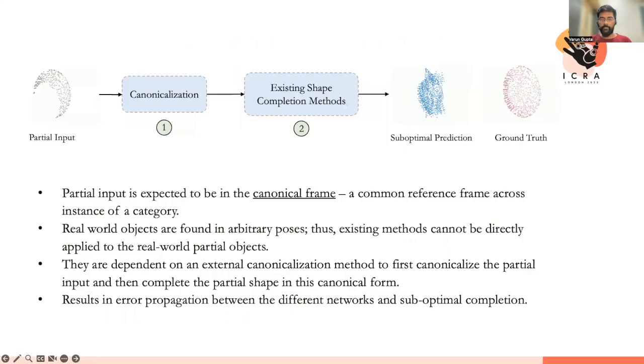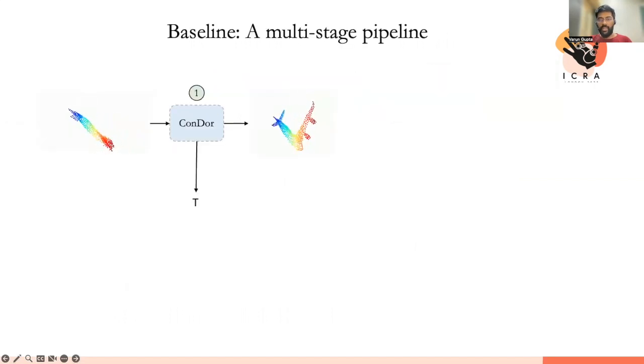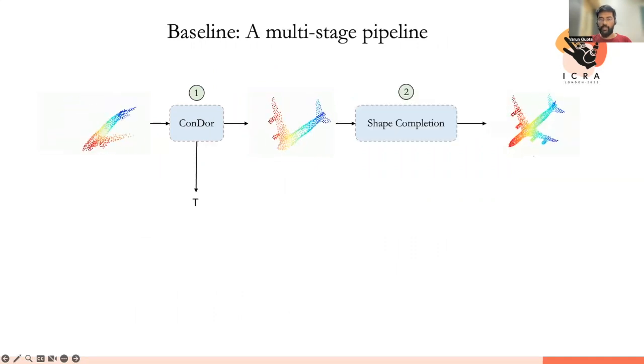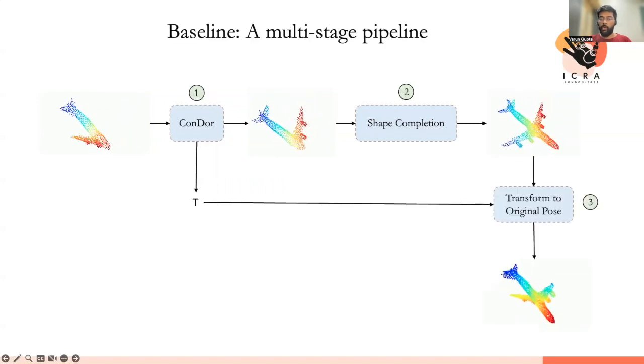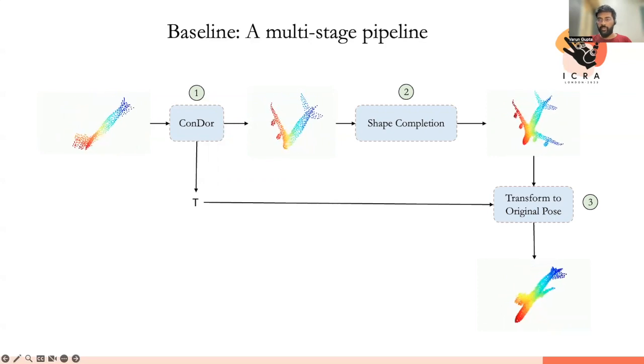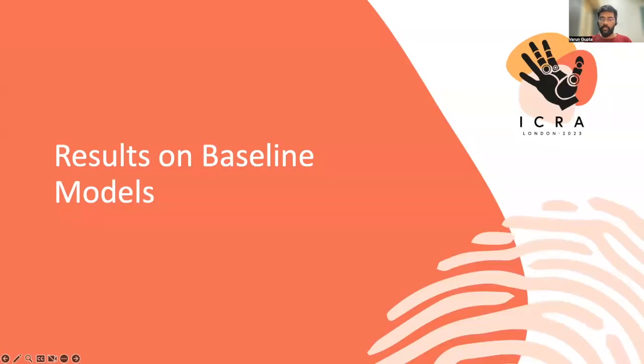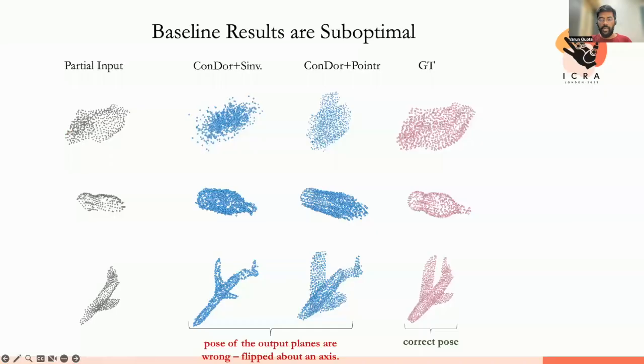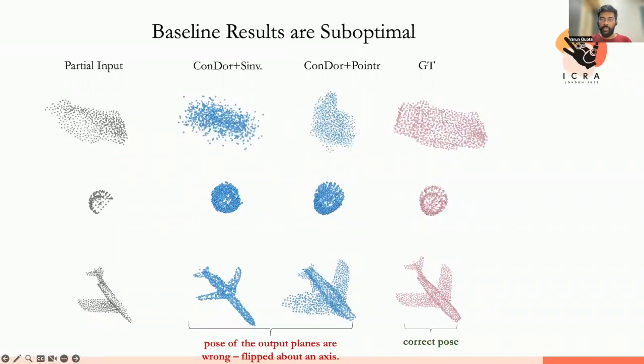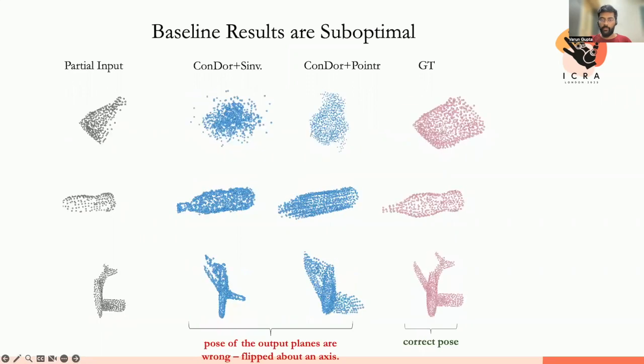Baseline system. Existing methods depend on an external canonicalization method to pre-process the partial input, resulting in error propagation and a suboptimal shape completion. Our baseline is a multi-stage pipeline that first uses Condor to canonicalize the partial inputs, completes the shape in the canonicalized form, and then transforms the object back to the original pose using Condor's predicted transform. Results on baseline models. As can be seen, the baseline models struggle to recover the detailed full shape in the correct pose.